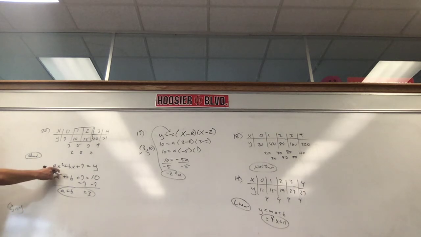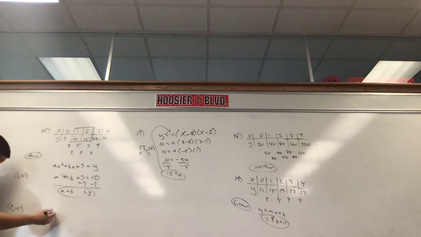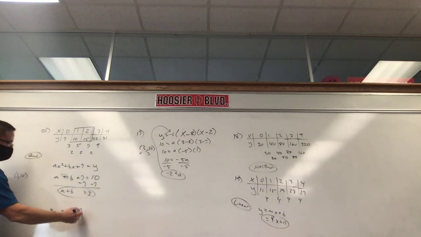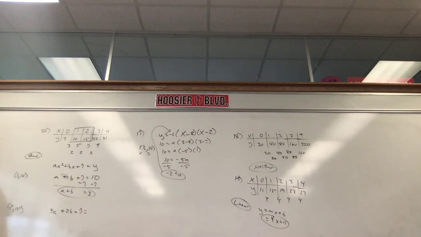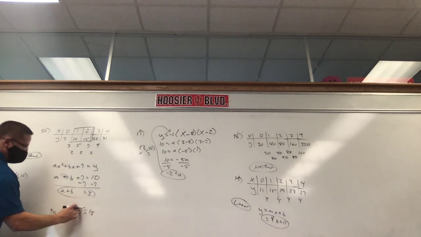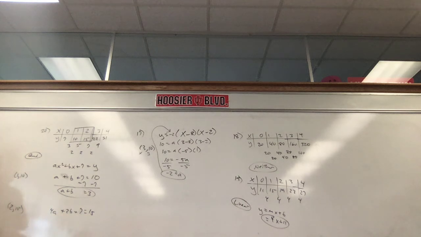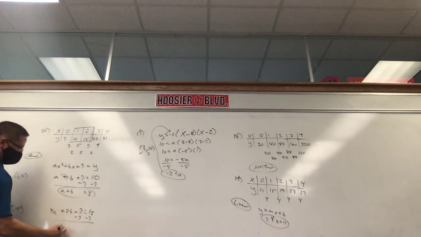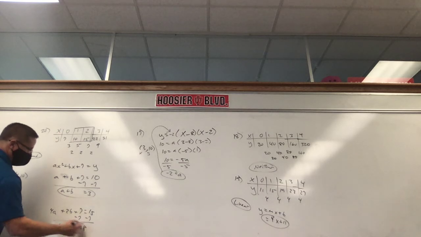Plug in 2 for x. 2 squared is 4 times a is 4a. Plus, plug in 2 for x here. 2 times b is 2b. Plus 7 equals 15 this time. And again, let's clean this up a little bit. Let's subtract 7 each side. Do that, we have 4a plus 2b equals 15 minus 7, which is 8.